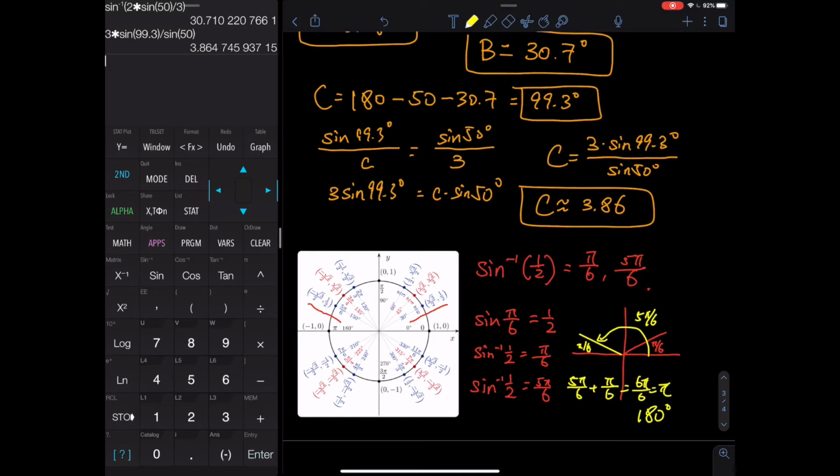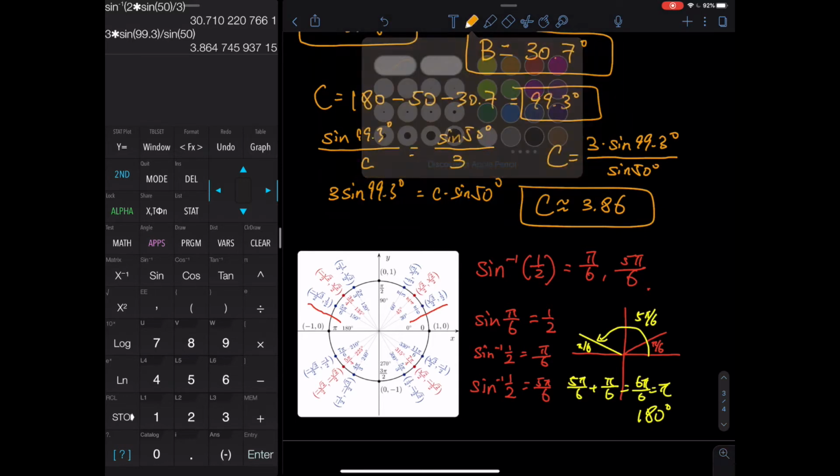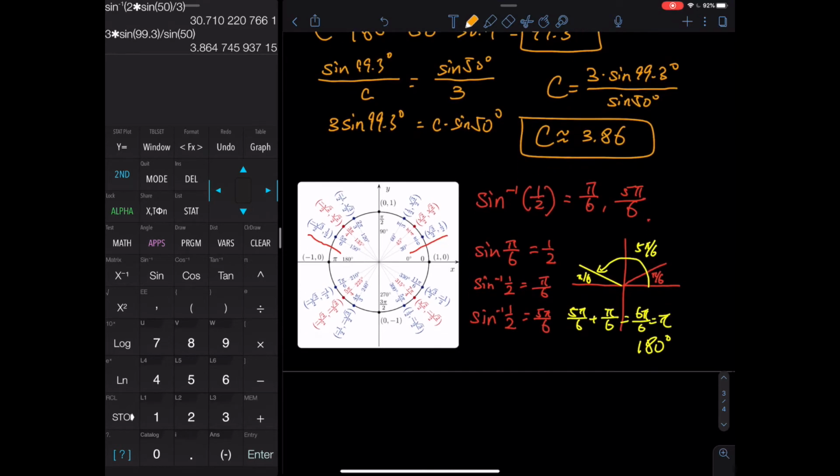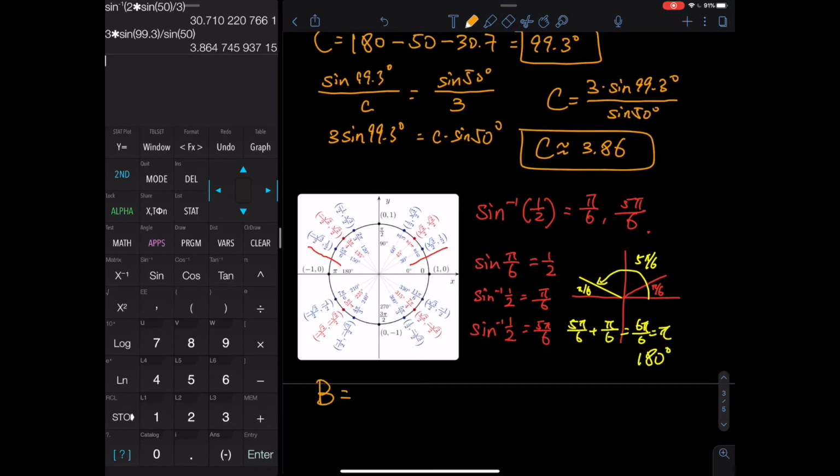So now we are stepping back to the problem. The problem is for angle measurement B. We have B equals inverse sine of 2 times sine of 50 degrees divided by 3. That is equal to 30.7, right? So this is around pi over 6, or 30 degrees. All right, what is the other answer? Other than 30.7, I should have another answer that is similar to 150 degrees right here, right? How do you find the other answer?